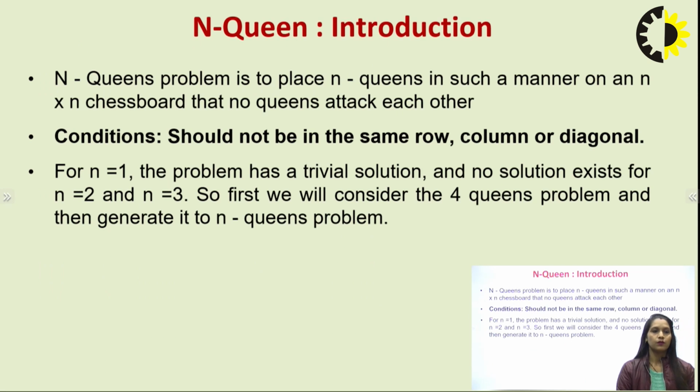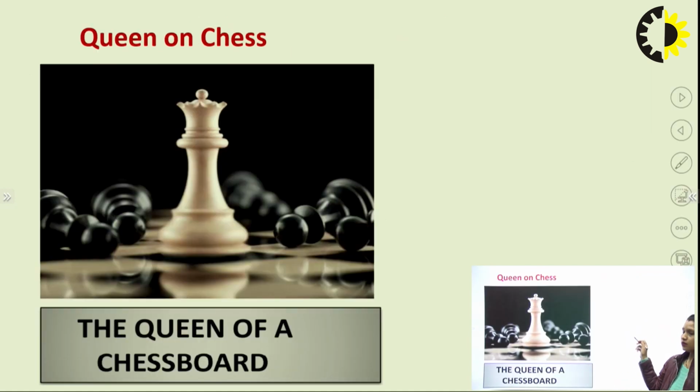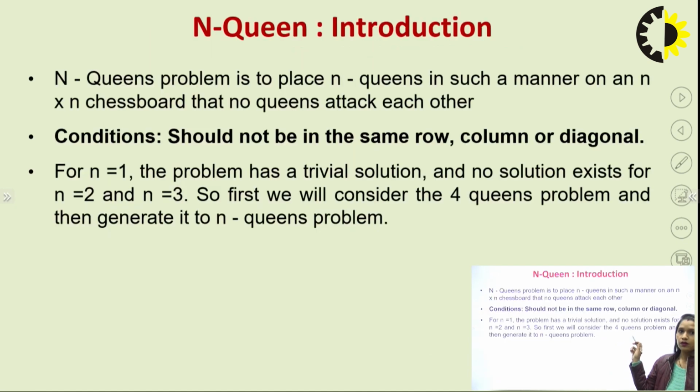See, the N-Queen problem, specifically, is to place N queens in such a manner on an N by N chessboard that no queen attacks each other. We have to be very much worried about it. The basic condition for this is that queens should not be in the same row, not in the same column, and not fall into the same diagonal direction.